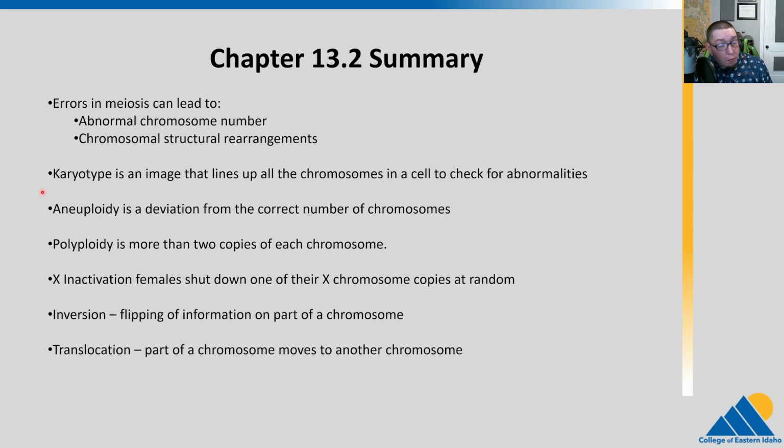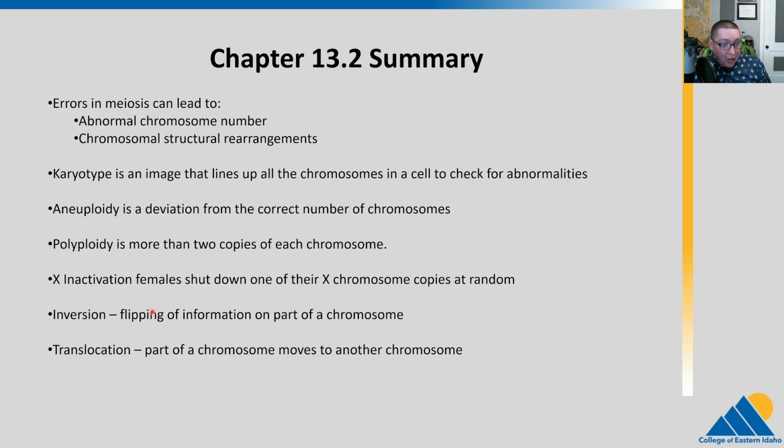Okay, so we're worried about errors in meiosis. They can lead to abnormal chromosome numbers or chromosomal structural rearrangements. A karyotype is an image that lines up all the chromosomes to check for abnormalities in there. Aneuploidy is the term we use for a deviation from the correct number of chromosomes. Remember, we said that was euploidy, so aneuploidy is not euploidy, basically. A polyploid has more than 2 copies of each chromosome. It's not just one chromosome that has extra, it's all of them. So we saw triploid and tetraploid.